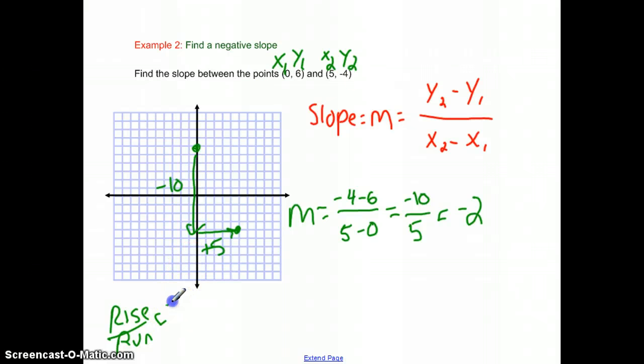We've got negative 10 for the rise, and we got 5 for the run. Negative 10 divided by 5 is negative 2. So by doing rise over run, we got negative 2, and by doing the slope formula, we also got negative 2. So that's with negative slope.